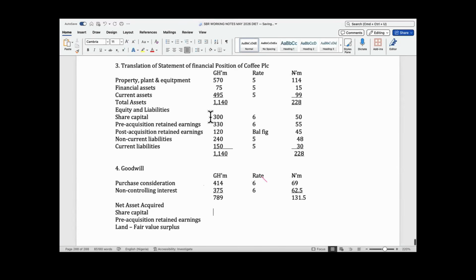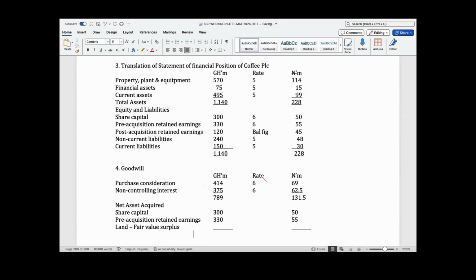So for my translated figures, I know that the share capital in Ghana cedis is 300. In Naira is 50. The pre-acquisition retained earnings in Ghana cedis is 330. In Naira is 55. So I can get this as my balancing figure and translate it.